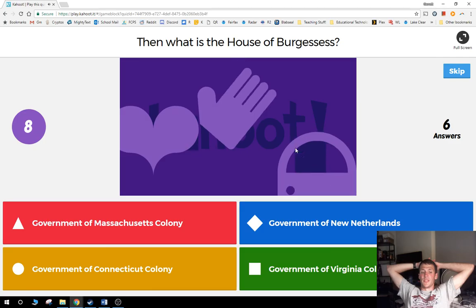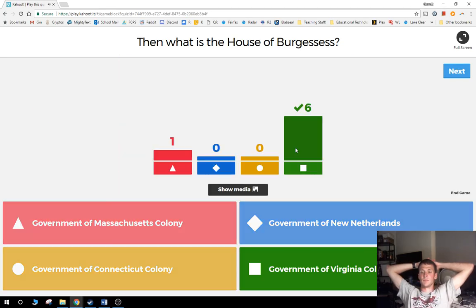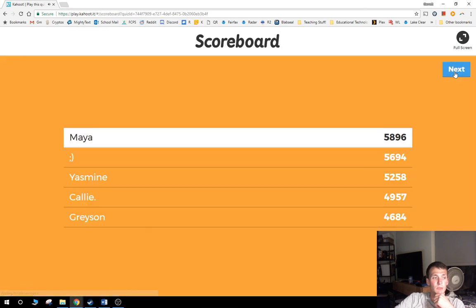Virginia is the bottom, green. I realize it cuts off the bottom, but boom! Most of you got it right. Beautiful. Government of Virginia Colony, right? Sweet deal. Moving on.